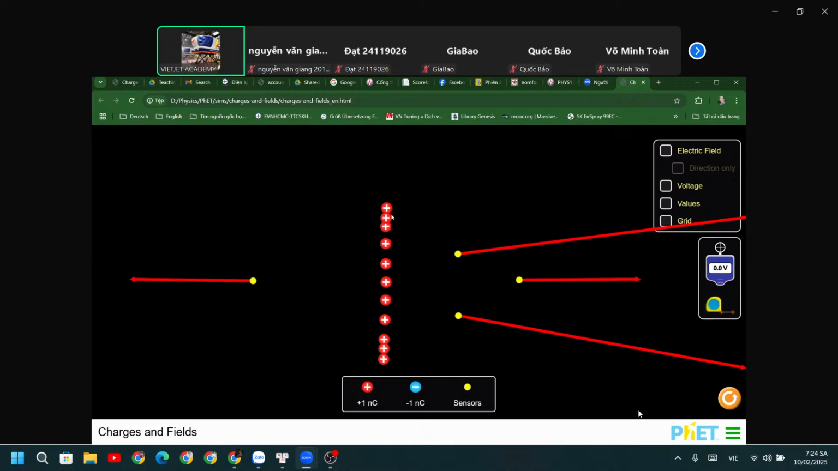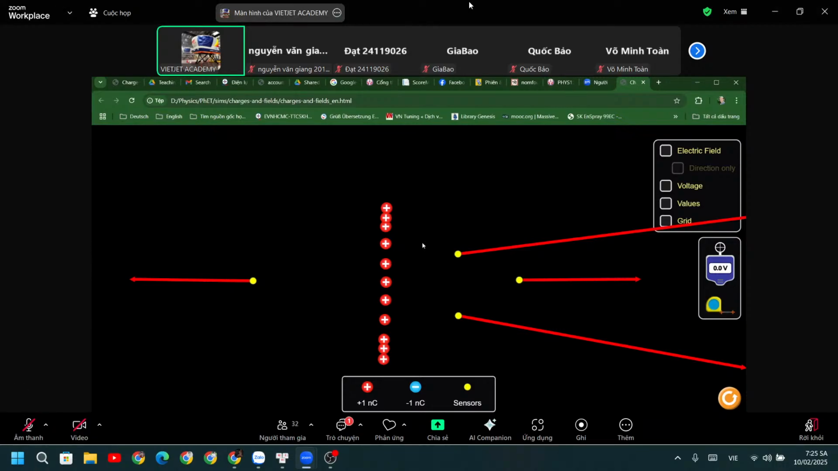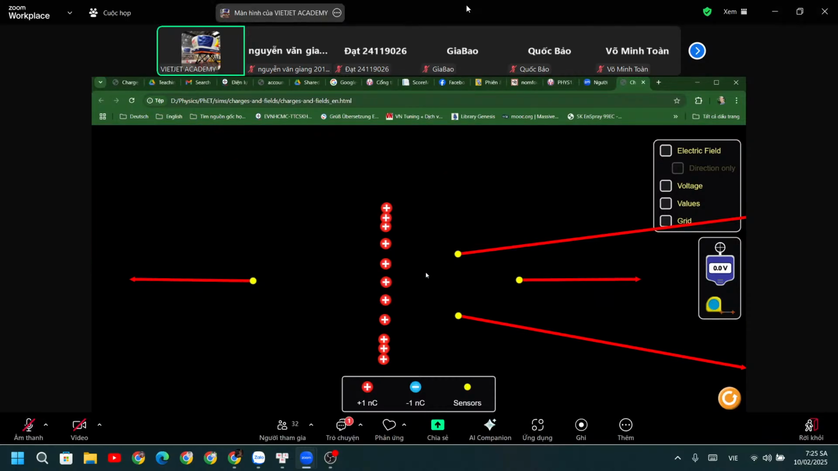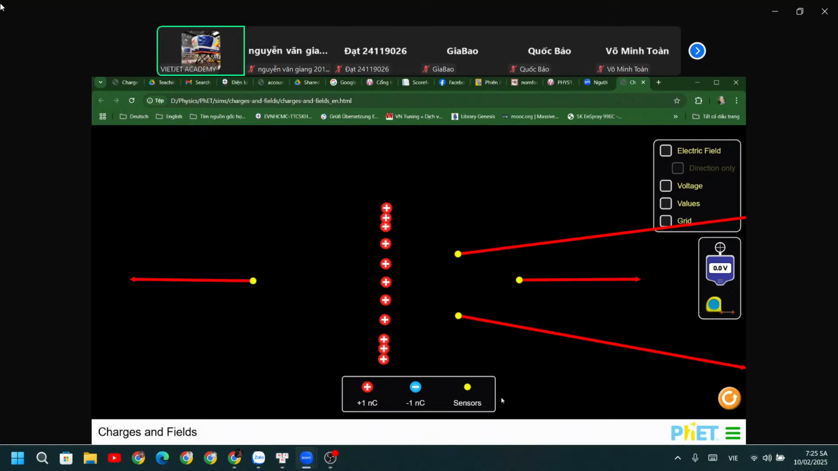Now, what happens if I have a very long straight line? Of course, you can use the integral technique to calculate the electric field at a point around the line, but this is very complicated. We have another tool to do that: Gauss's law. So today we will start with Gauss's law.